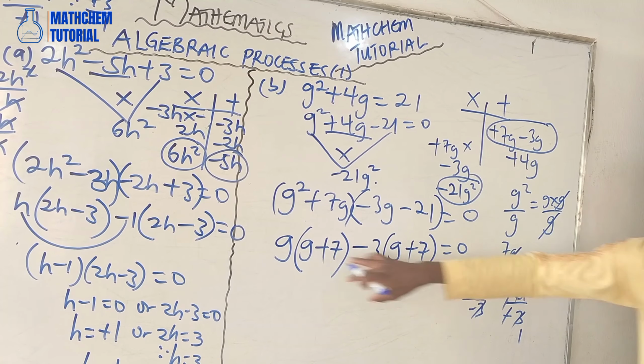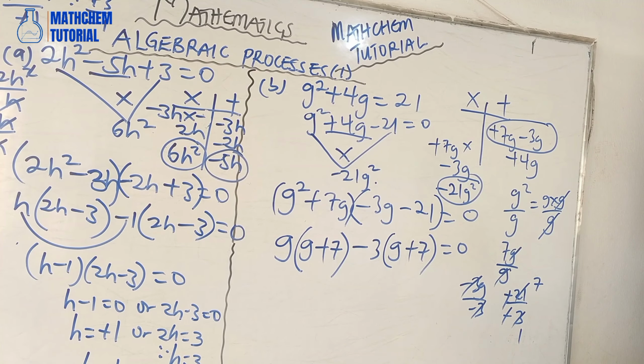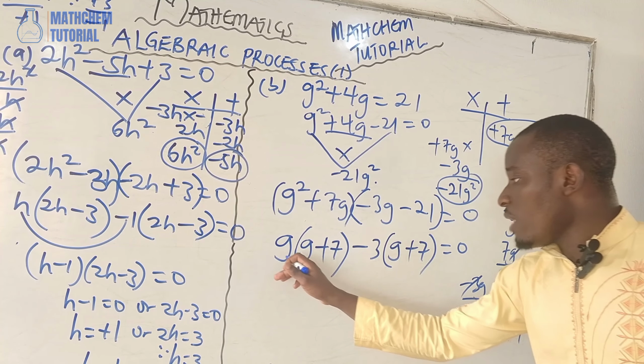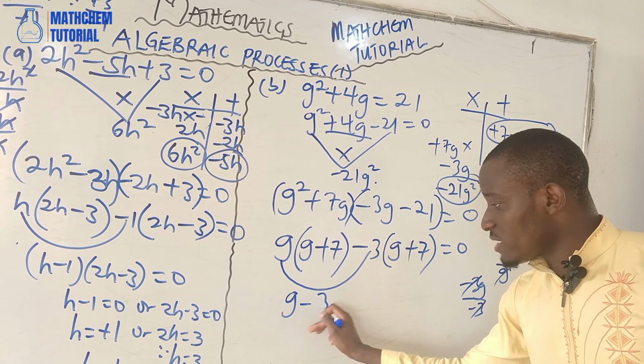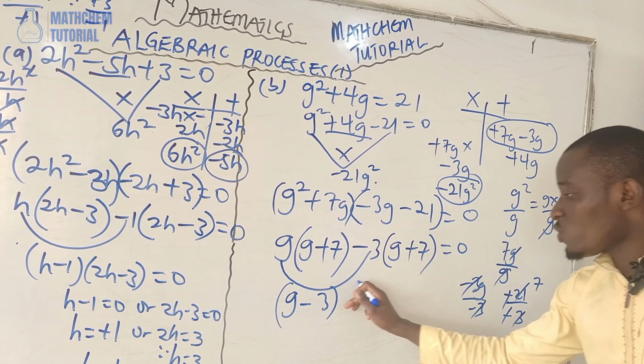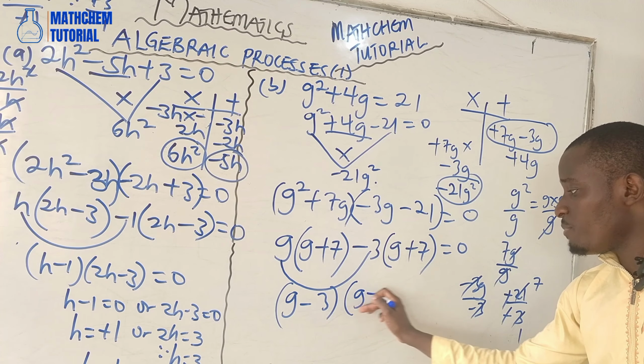Now we have these two brackets, which are the same thing, meaning that we are going to pick one. So now I have to combine this and this together by saying (g - 3), let me close the bracket, and also picking one from these two, which is (g + 7), everything equals 0.